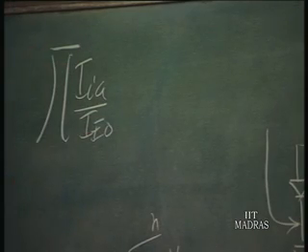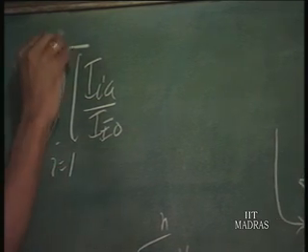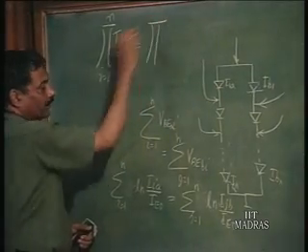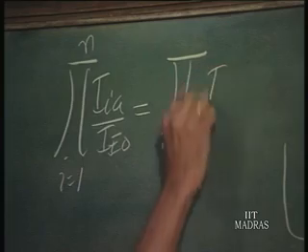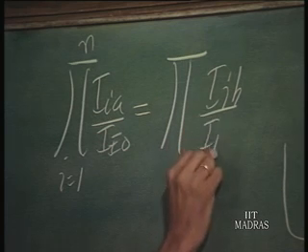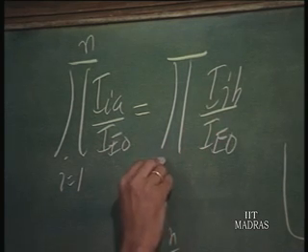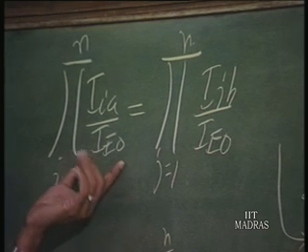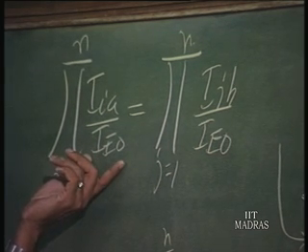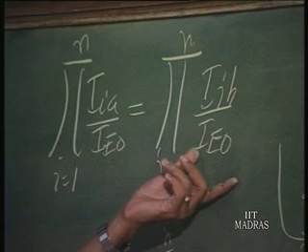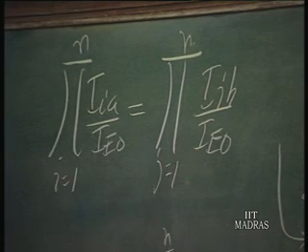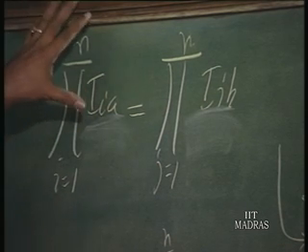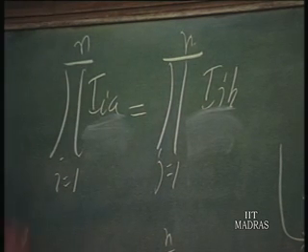Product, okay. i equal to 1 to n is same as log. So, that means product of j equal to 1 to n. This will give you 1 over I E naught to the power n. This also will give you 1 over I E naught to the power n. So, this is the basic principle, translinear principle, very important.